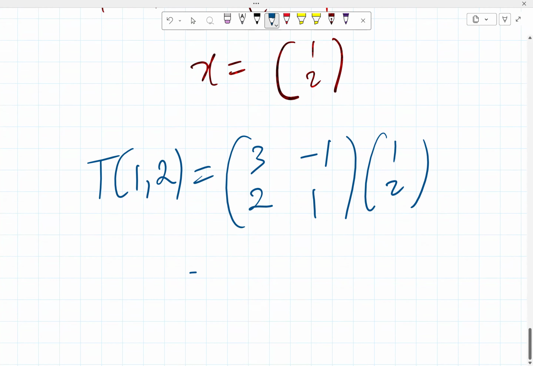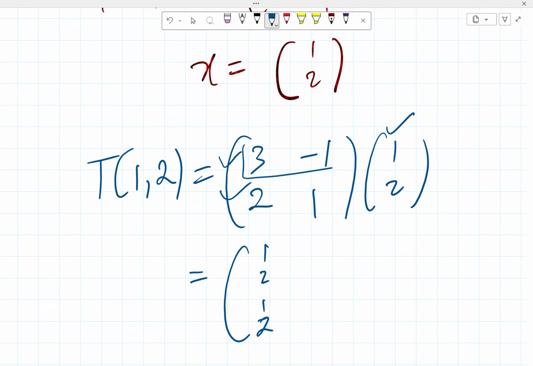Like I said, check how many rows we have here. 2. So it means you write this column twice. So we have 1, 2, 1, 2. Then you put 3 minus 1 at the top. If you add more rows, you put it at the top across.